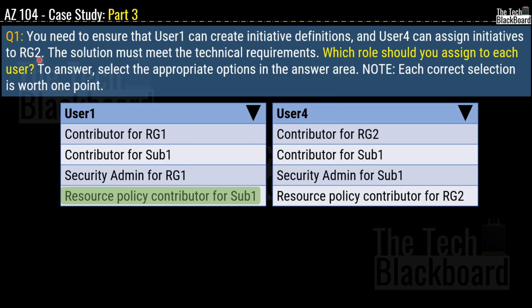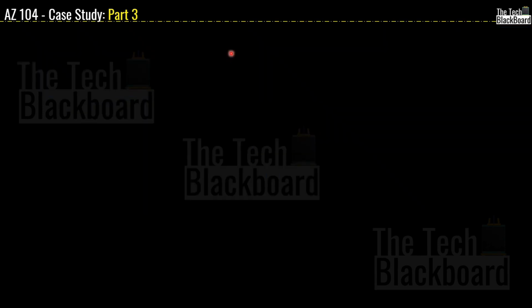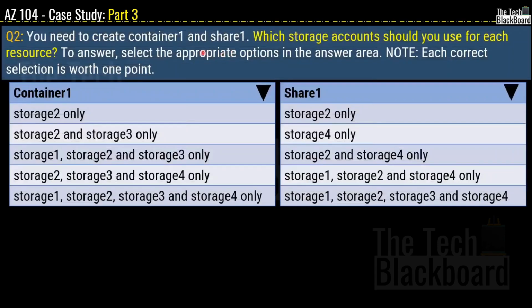So the correct answer for user 4 is resource policy contributor for RG2. Now let's move on to the next question. Question number 2. The question says that you need to create container 1 and share 1. Which storage accounts should you use for each resource? To answer, select the appropriate option in the answer area and each correct selection is worth 1 point.